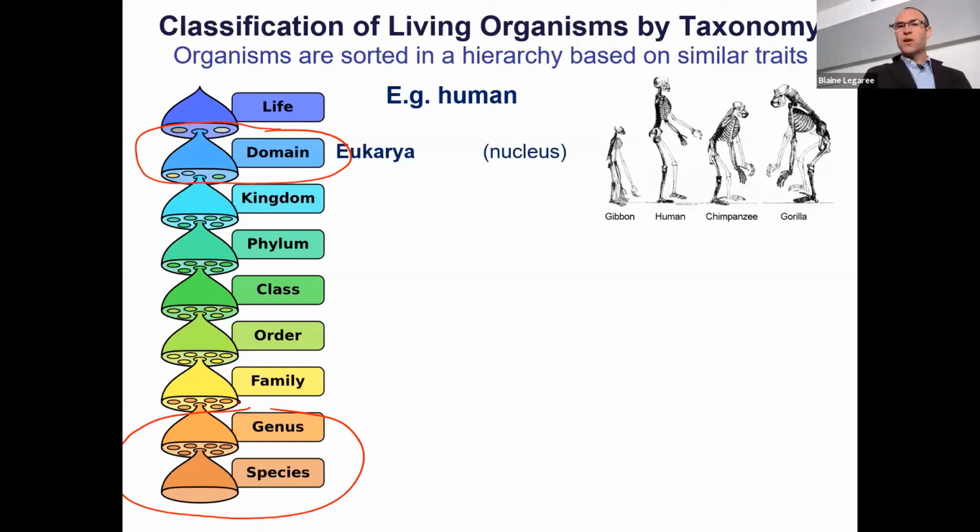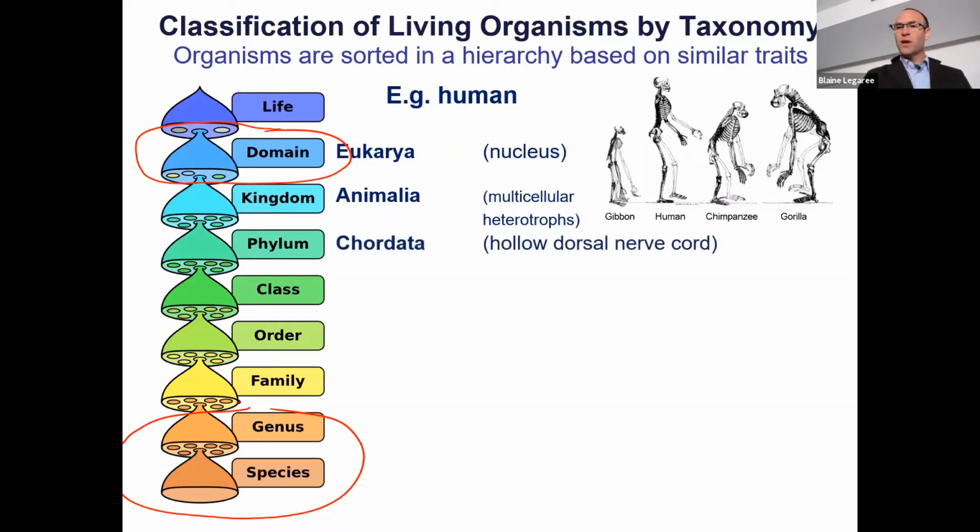So for domains, we had three options, right? We had the eukaryotes, we had the bacteria, and the archaea. So our cells have a nucleus, so that makes us eukaryotes. We're animals. So what is an animal? We are motile, we are heterotrophs. That means we feed on things. We're multicellular. And so those are a few things that make us animals and not, let's say, fungi or plants.